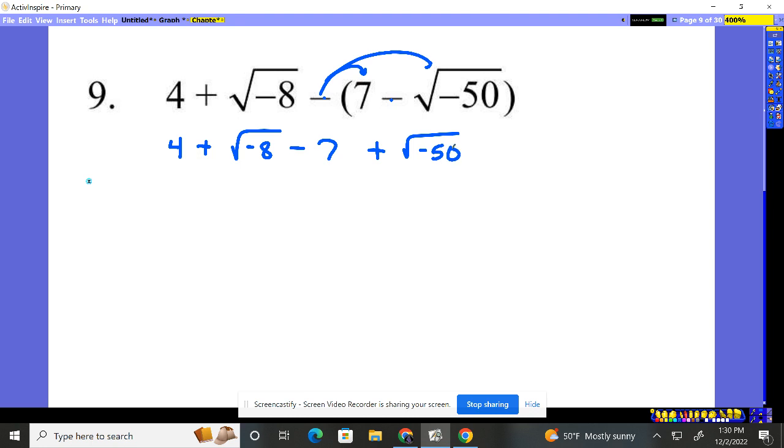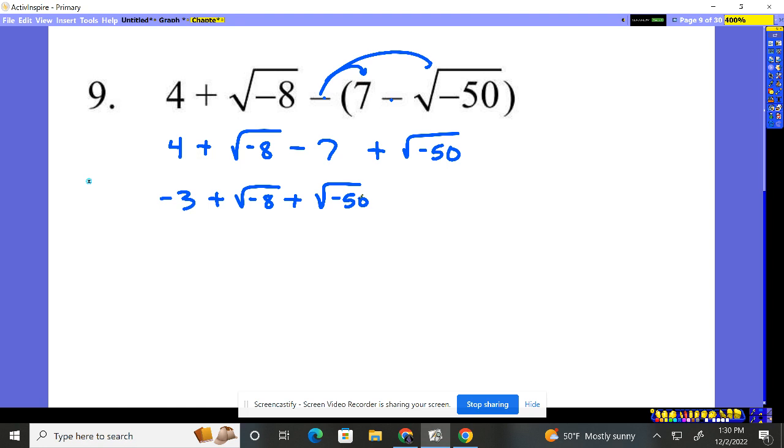Now, I could go ahead and put 4 and 7 together. I can put those together right now. 4 minus 7 is negative 3. So I have negative 3 plus the square root of negative 8 plus the square root of negative 50. I can't put these together because they're not the same. Plus, they have a negative in them, so I need to pull that imaginary number out. But I need to simplify them.